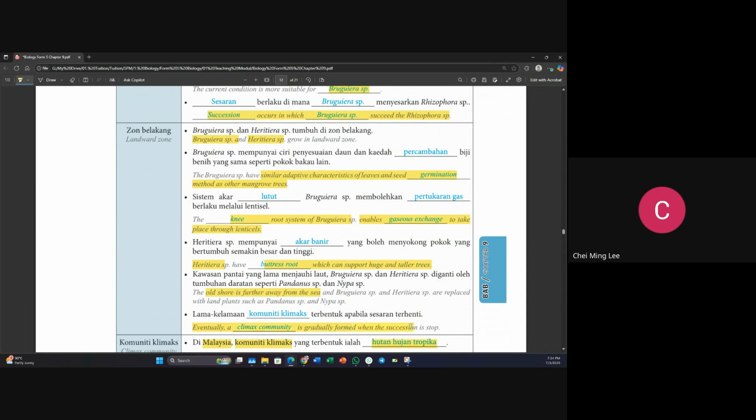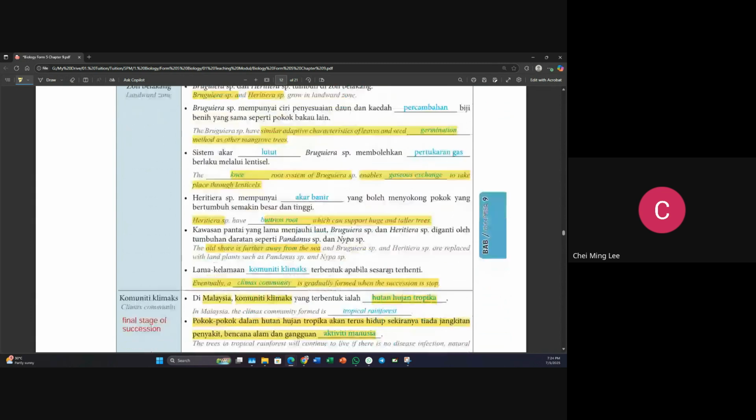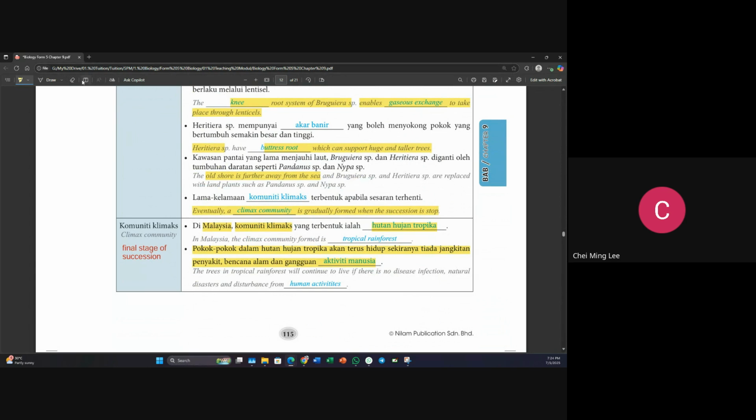Okay, when the climax community forms, there is no more succession, because during the climax community, most of it is land plants, the plants on land. Okay, now let's see the climax community, which is the normal forest.